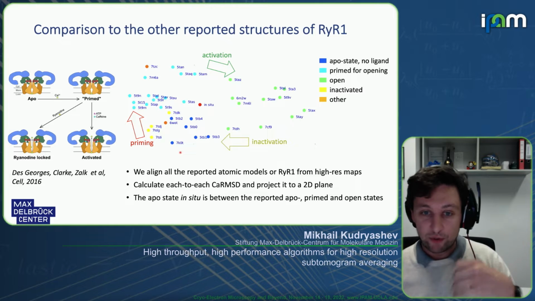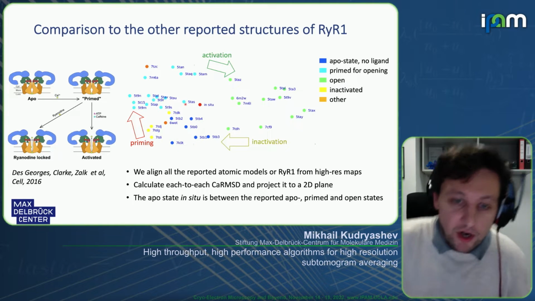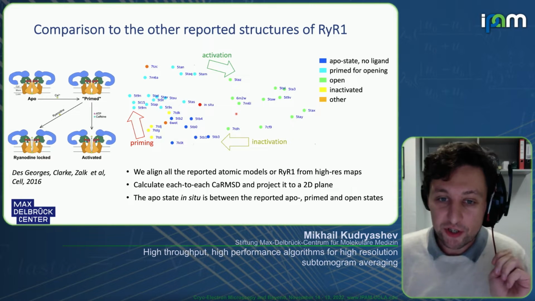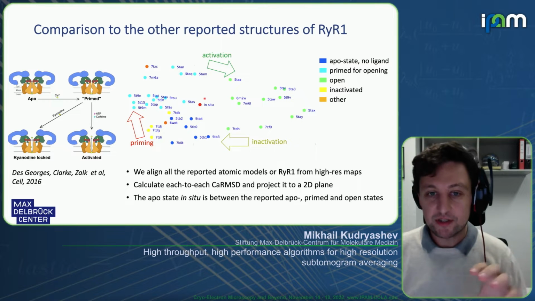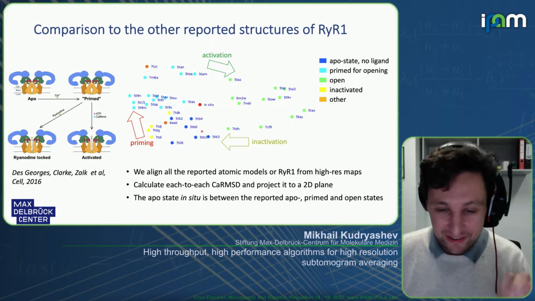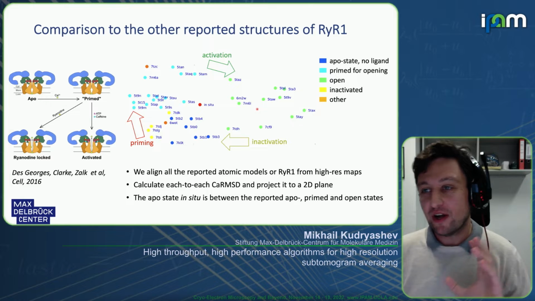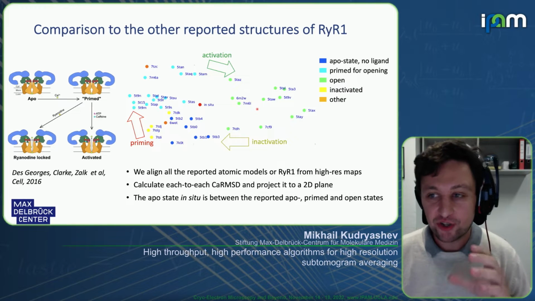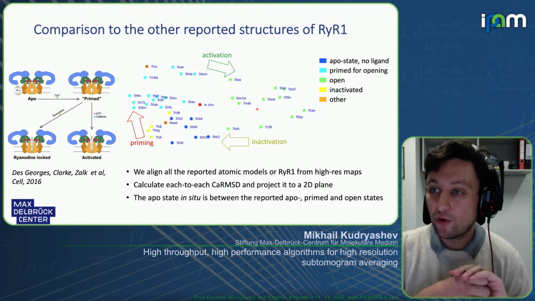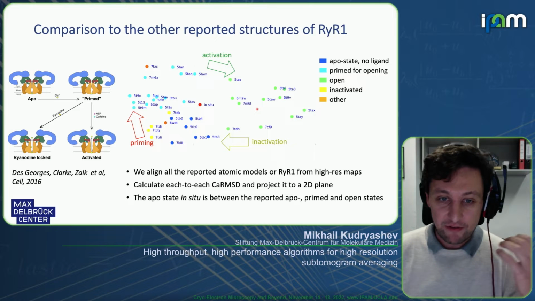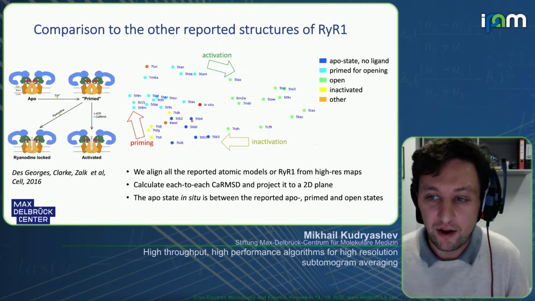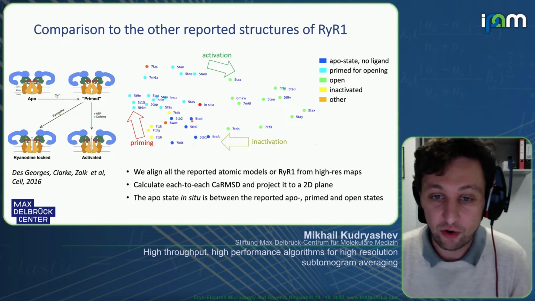So we also put our atomic model here, in red, in situ, with the in situ apo state. We only have one structure at the moment, but what we can see from it is that it's something between primed, apo and the open state. This suggests, and I can maybe speculate on that, that the structure of the apo state, at least, is different in native membranes compared to when the protein is purified, and different enough that you would consider it closer to the open state than to the non-open states of purified receptors.